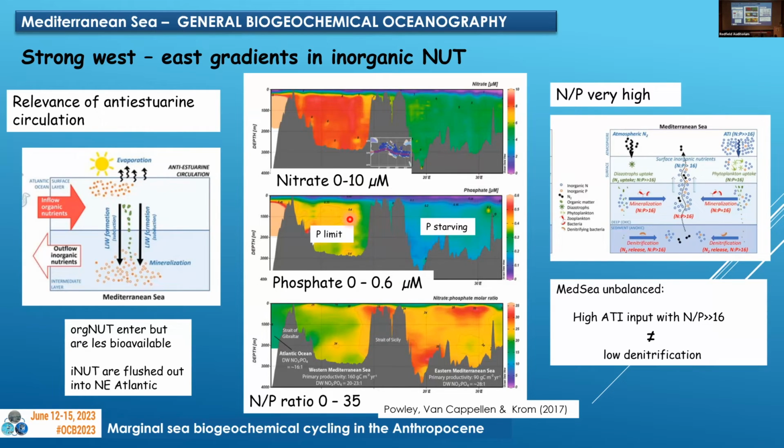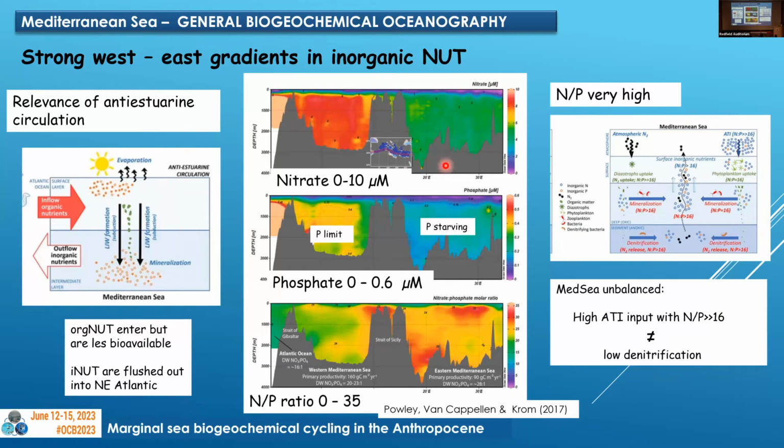And the explanation for this starvation in nutrients is the anti-estuarine circulation that is introducing organic nutrients with Atlantic water, and also some inorganic nutrients that get consumed by primary producers. And when this water gets down and is getting out with Levantine intermediate water, in fact, all the nutrients that are being remineralized are flushed out of the Mediterranean, okay? So this is the main reason to explain the oligotrophy in these basins.